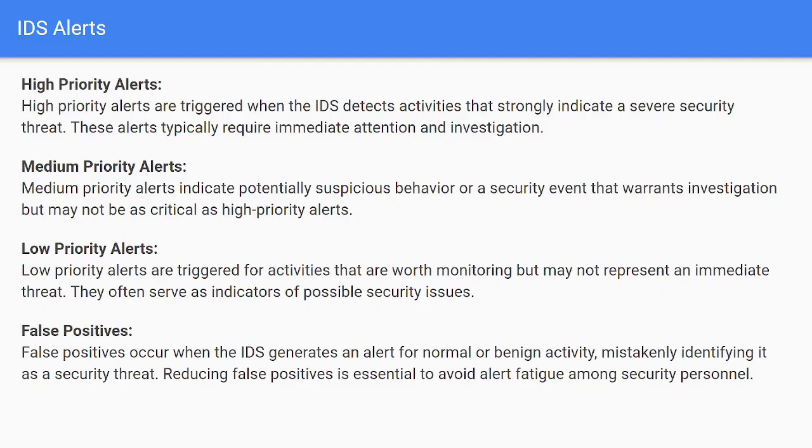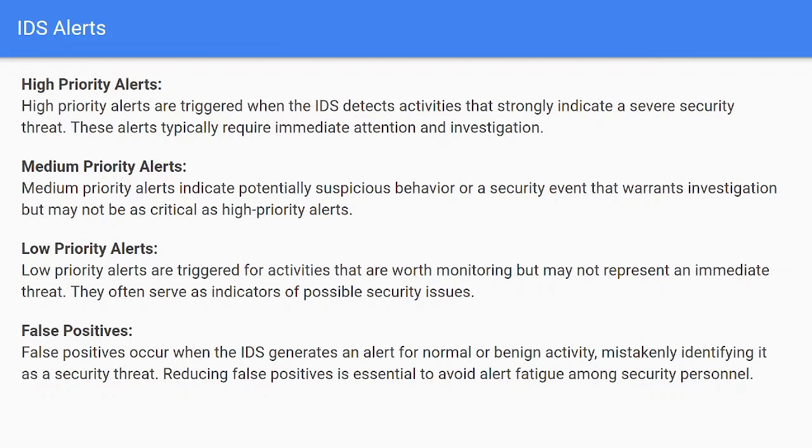Number one, we have the high priority alert. When the high priority alert is triggered, it shows that this is a severe security threat, and it requires immediate attention and investigation. So a high priority alert means drop everything you're doing and come and check what is going on. You understand? So the next one is the medium priority alert.